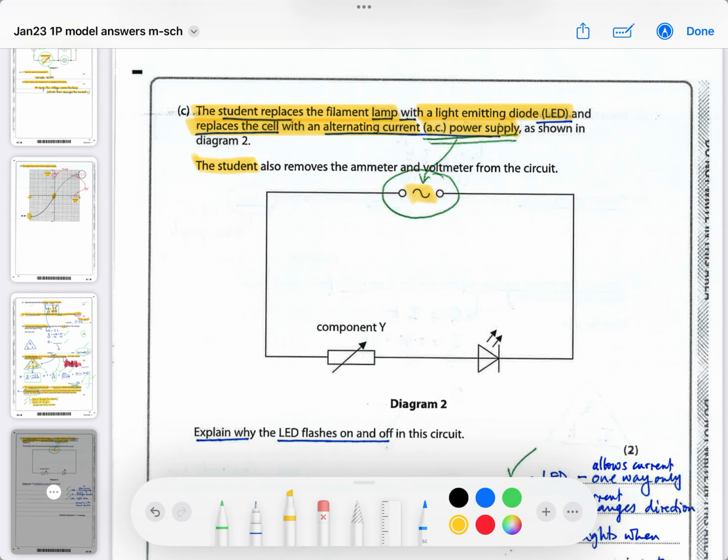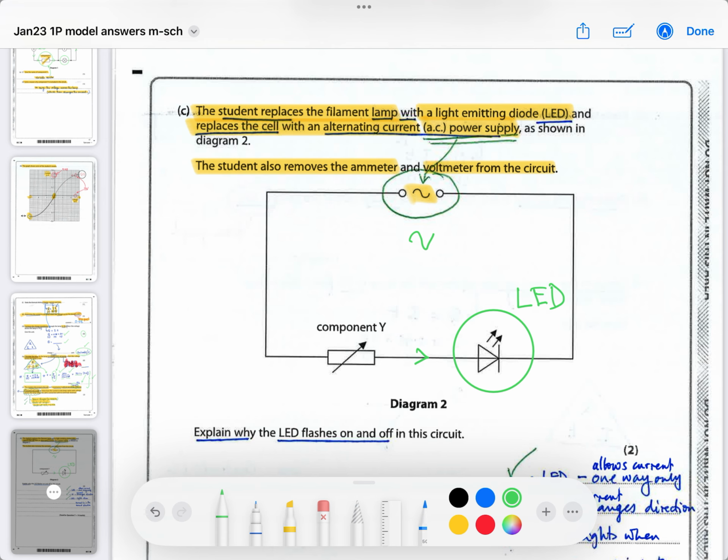Okay? The student also removes the ammeter and the voltmeter, so we don't need to know the values, but they're going to observe what happens. So, this is the LED. The arrows coming out show that it's emitting light, so that's the light emitting diode. Now, diodes only let current flow when it's in the direction of the funnel, if you like. It looks a bit like a funnel, doesn't it? So the current can only flow in this direction, but this is constantly changing direction.